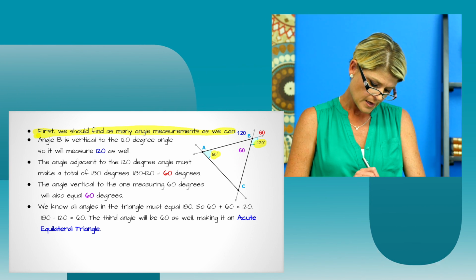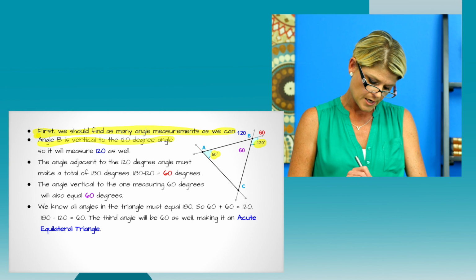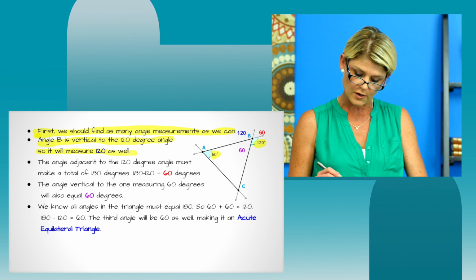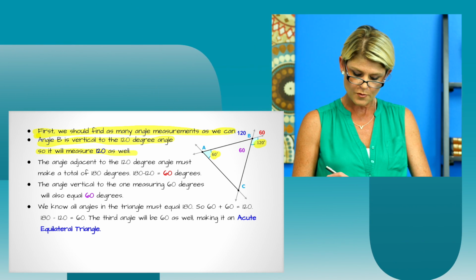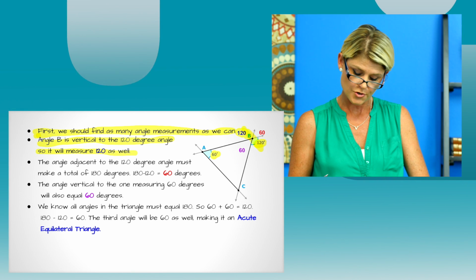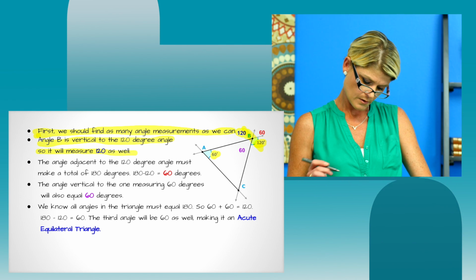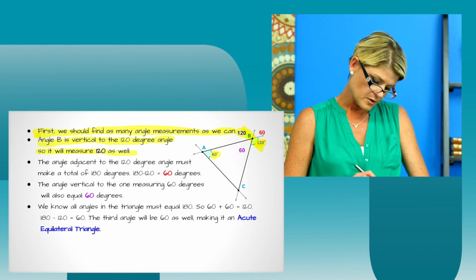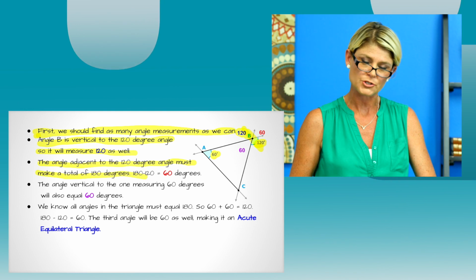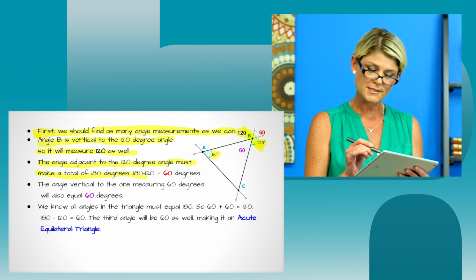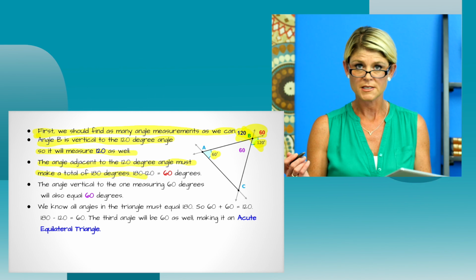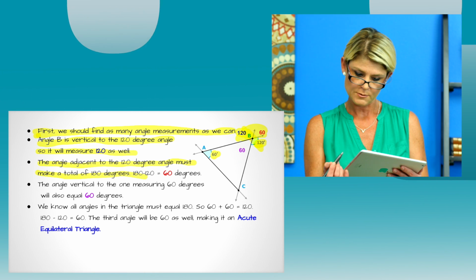So let's start here. Angle B is vertical to the 120 degree angle, so it will measure 120 as well. What that means is if you look over here where this B is, that's going to be 120 because it's vertical to the exterior angle of 120 degrees. All right. Now, the angle adjacent to the 120-degree angle must make a total of 180 degrees. These two exterior angles out here on the side, that has to equal 180 because it's a straight line. So we could plug that red 60 in there.